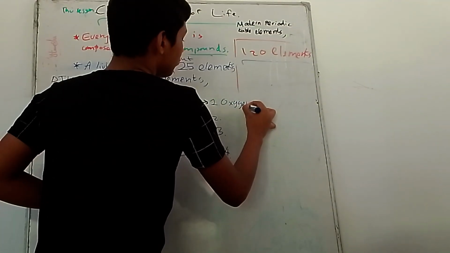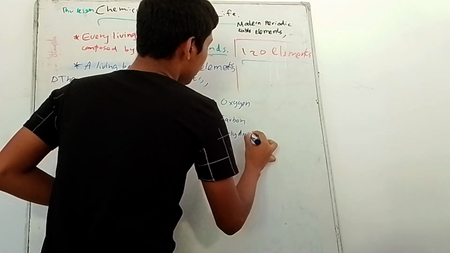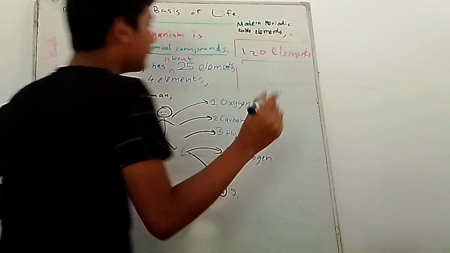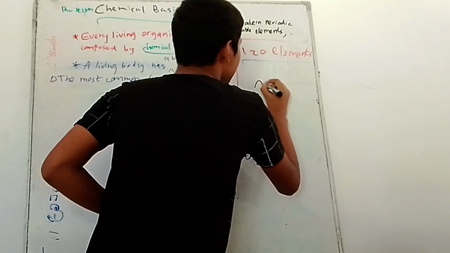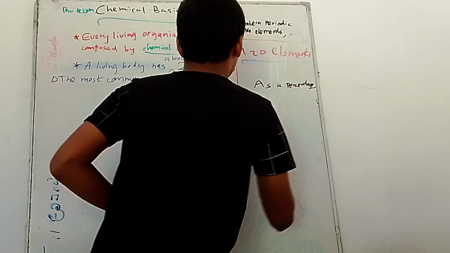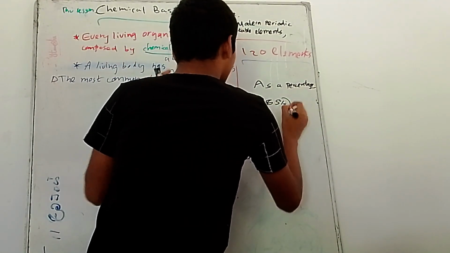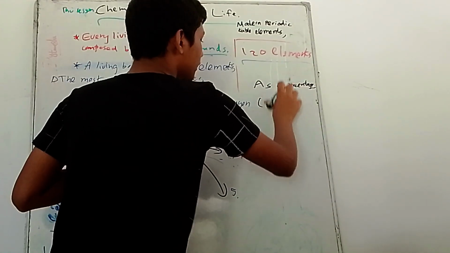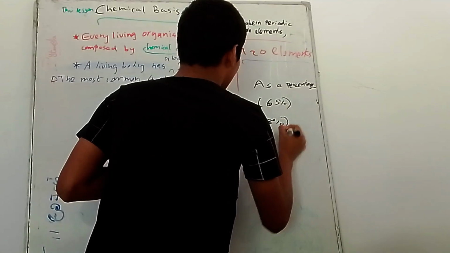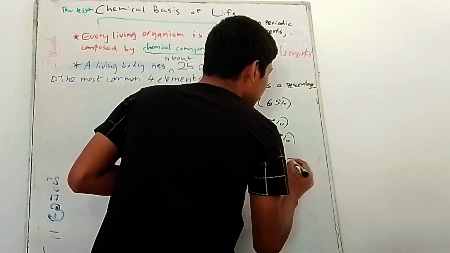oxygen, carbon, hydrogen, and nitrogen. As a percentage, they are like this. Oxygen contains 65%, and carbon about 18%, and hydrogen about 10%, and nitrogen about 3%.